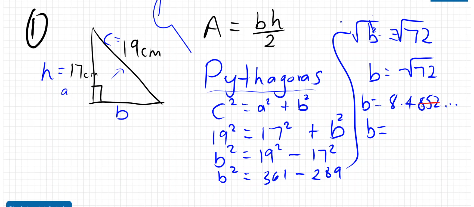But before I do that, let's do a check. The number after 4 is 8. If it's 5 or more, we add a 1, in this case to the 4. So 4 plus 1 is 5. So we're left with 8.5 centimeters. So that is the length of my base. So B here is equal to 8.5 centimeters.